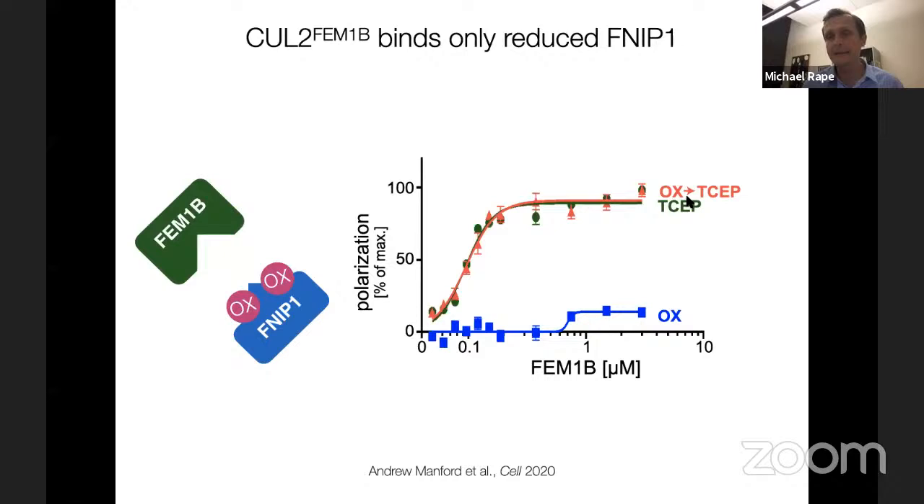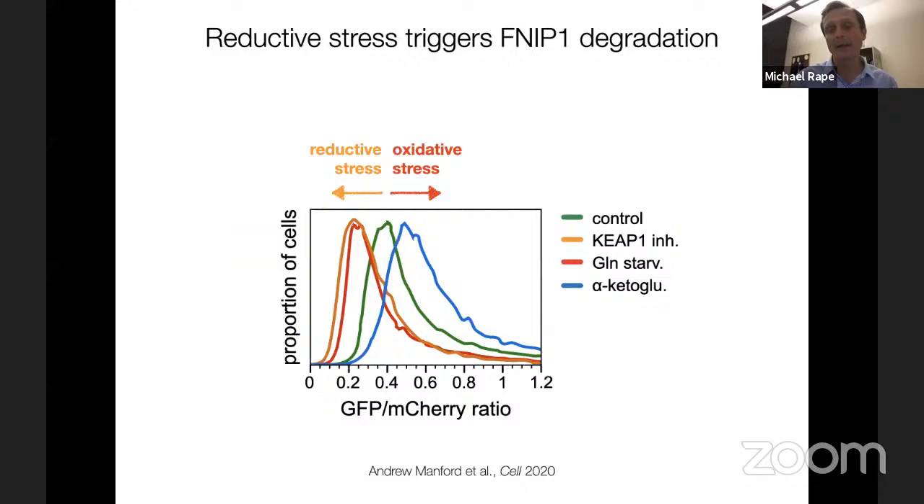So it showed us very convincingly that reducing conditions are needed for recognition. Normally this thing is oxidized, but under reductive stress it becomes reduced, and that might trigger binding by the ligase. And in fact, we can look at this in cells. Here in green is the normal degradation as we measured in our GPS assay.